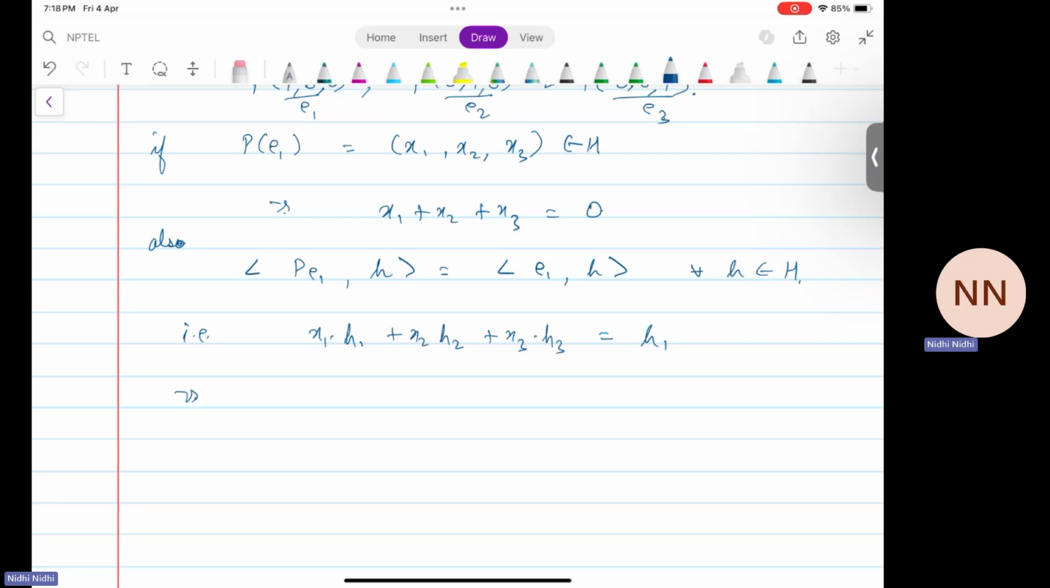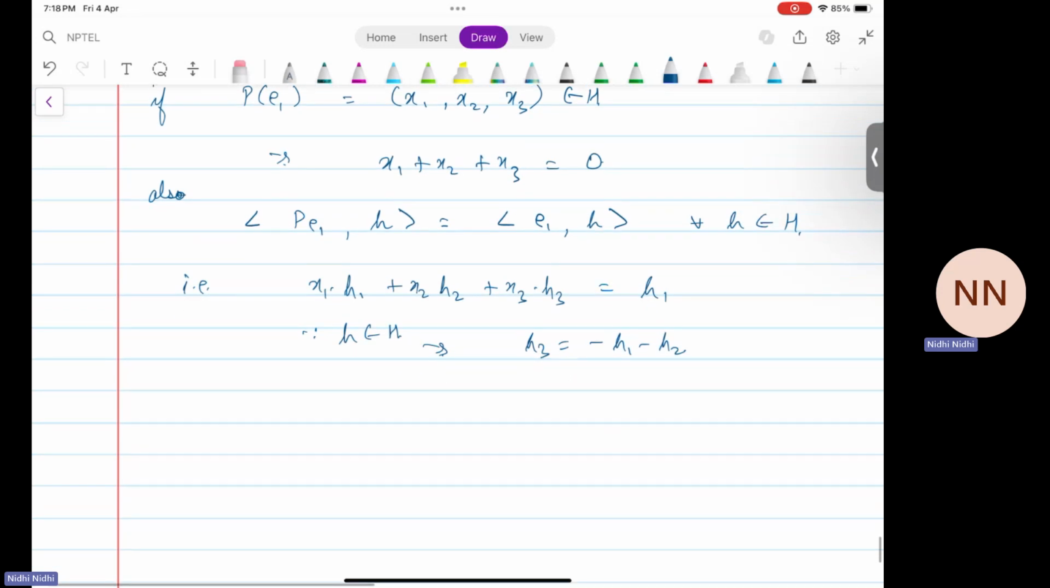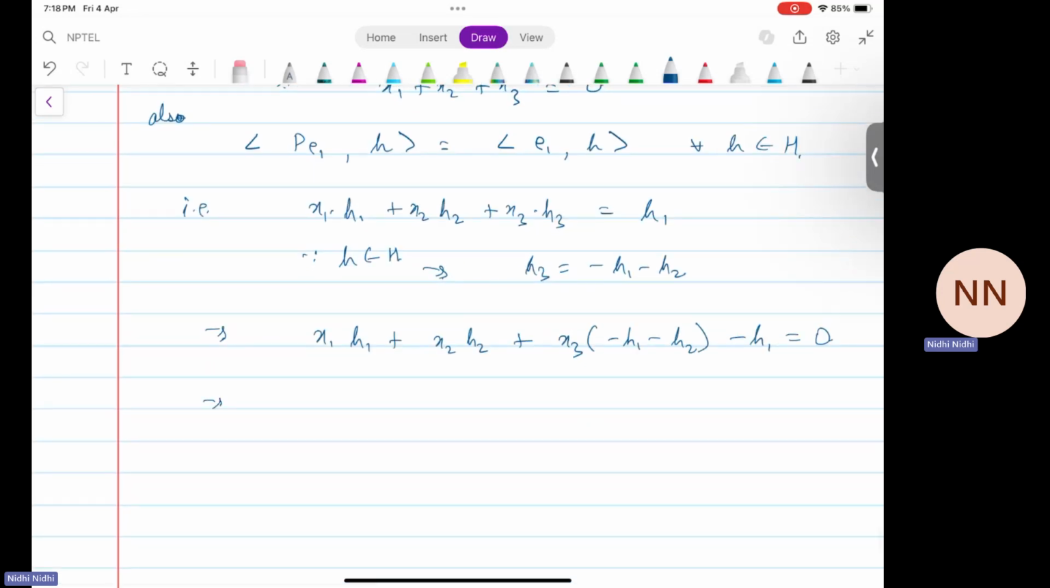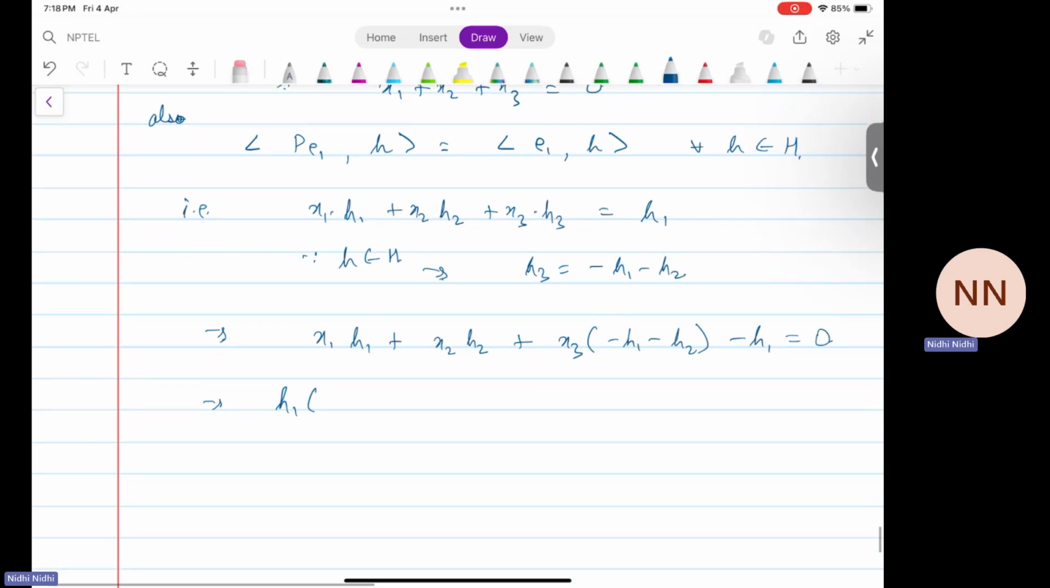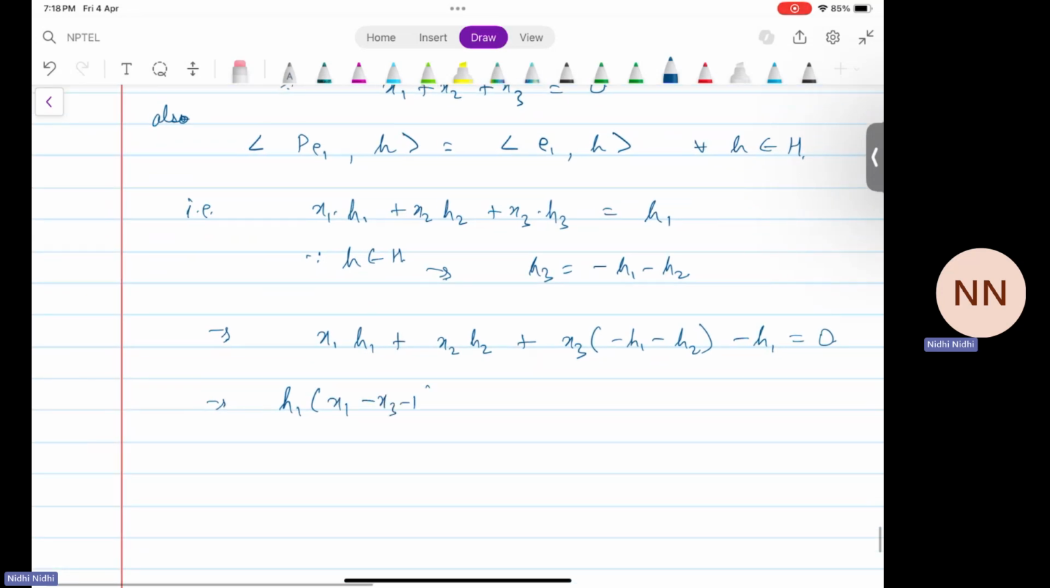Also, since h is in H, I can replace this h3 by minus h1 minus h2. Since h is in H, this implies h3 is equal to this. So this implies x1 times h1 plus x2 times h2 plus x3 times (minus h1 minus h2) minus h1 is equal to 0. This is h1 times (x1 minus x3 minus 1) plus h2 times (x2 minus x3). This is equal to 0.